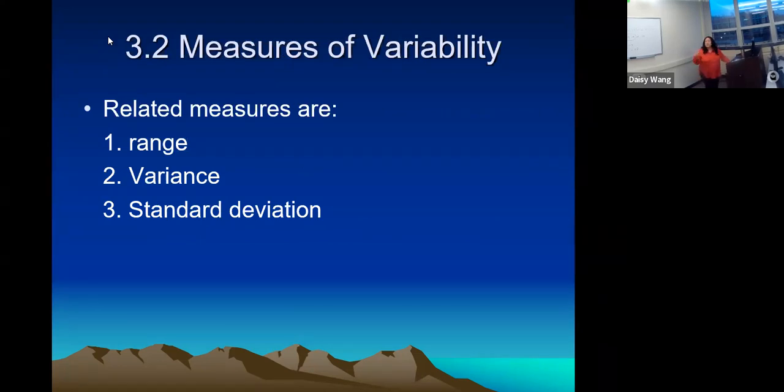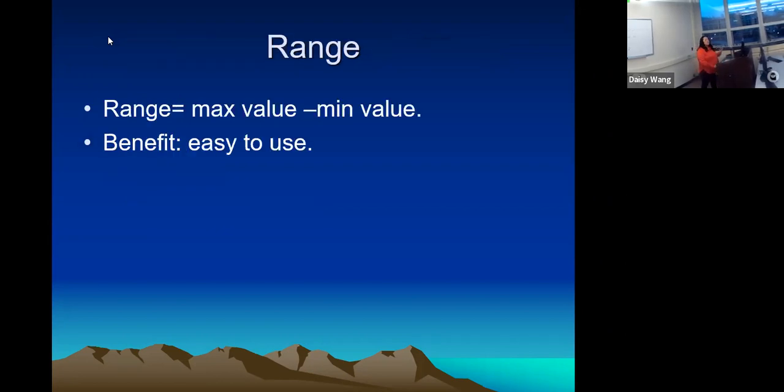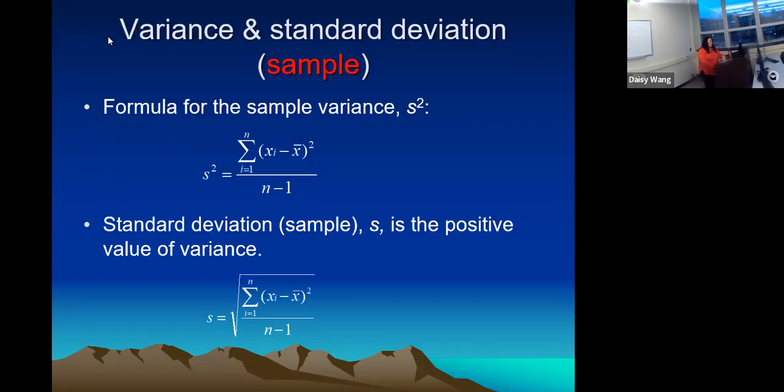And then to look at variability, how volatile the data is, we can look at range, how big the range is, variance, and standard deviation, okay? So range is basically the largest number minus the smallest number. It's very easy to find out, right? But sometimes it doesn't really represent the data, okay?